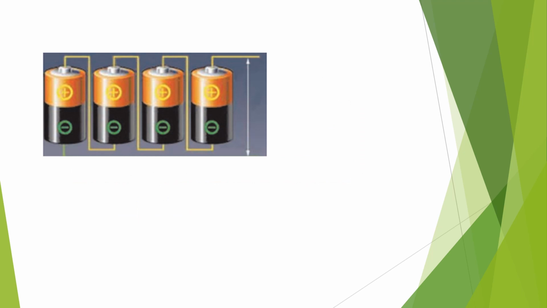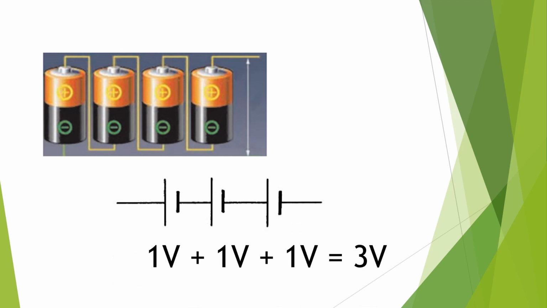Here these are 4 cells which are connected in series. If you see here, you have the positive end of one cell connected to the negative end of the second cell. Same thing is repeated for the third and the fourth. Okay, if in case you have 3 cells, they are normally denoted in that form.